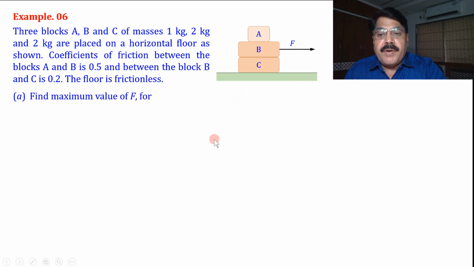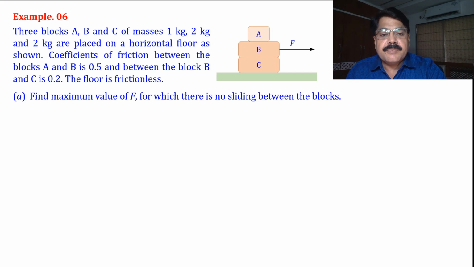First, find the maximum value of F for which there is no sliding between the blocks. Actually, what do you find? The maximum value of force F at which there is no sliding anywhere between the blocks. Of course, the floor is frictionless. So as we slightly increase the force F, there will be sliding at the floor, and both the blocks will keep on moving with the same acceleration, and friction between them will go on increasing as we increase F. So what do we have to decide in this problem? The maximum value of F for which there is no sliding between the blocks. It means all the blocks are moving with the same acceleration.